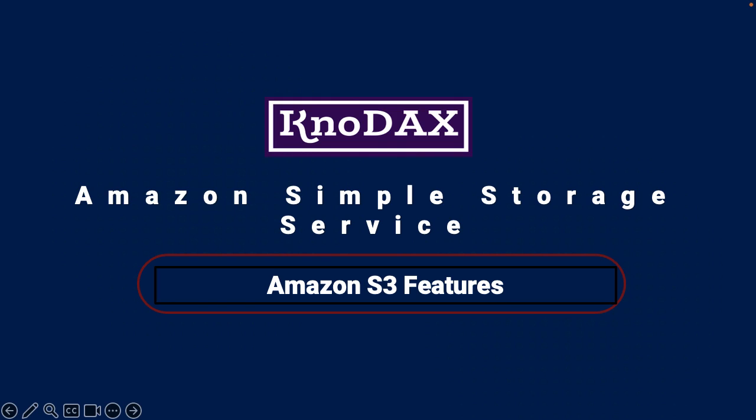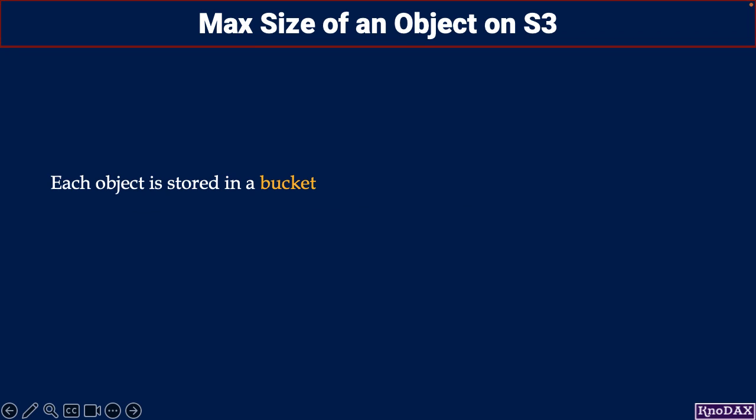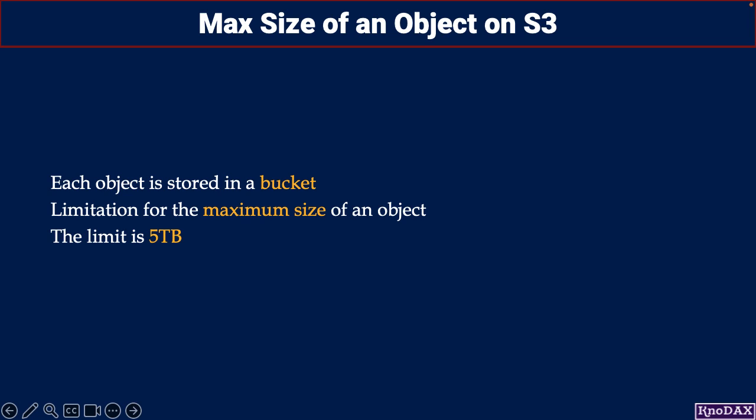S3 is an object storage system. Object storage systems have virtually unlimited scalability. Each object on S3 is stored in a bucket, and there is a limitation for the maximum size of the object that can be stored in an S3 bucket. The limit is 5 terabytes.